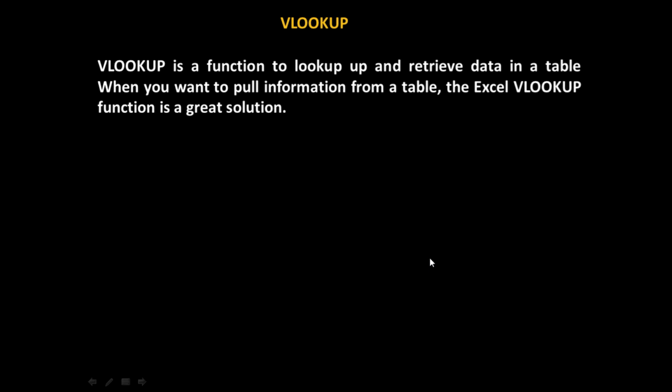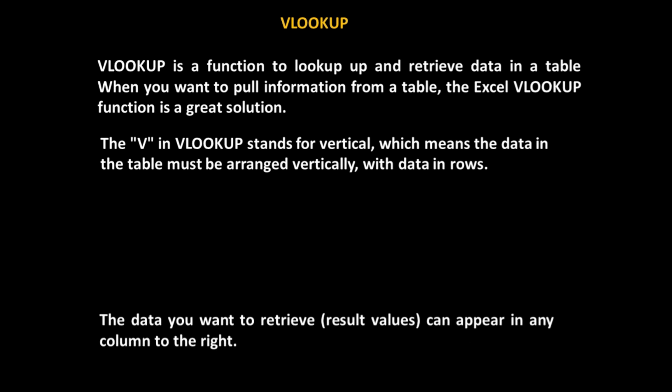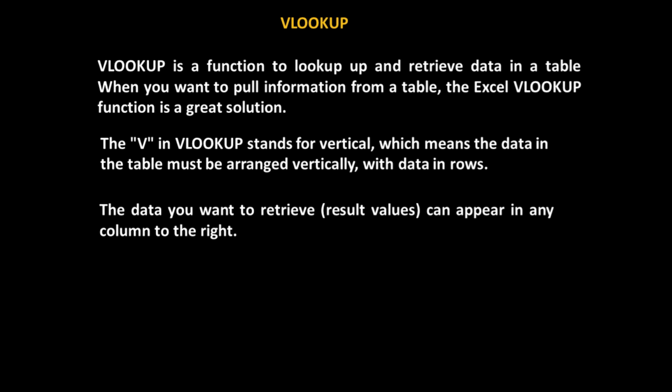So basically it's a function to look up and retrieve data in a table. When you'd like to pull information from a table, this would be a great solution. Now V stands for vertical, which means the data in the table must be arranged vertically, with the data in the rows. The data you want to retrieve, that's the result value, can appear in any of the columns to the right side.